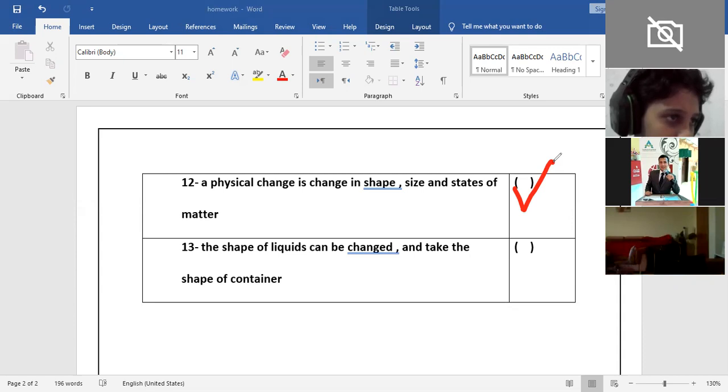Abdulaziz Badr. Abdulaziz, solve number 13. The shape of the liquid can be changed and take the shape of container. True. Yes, you are excellent, Abdulaziz. So number 13 is true because liquids and gases change shape and take the shape of containers. Yes, you are excellent.